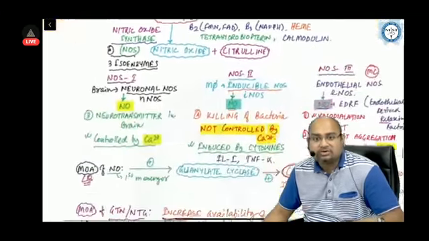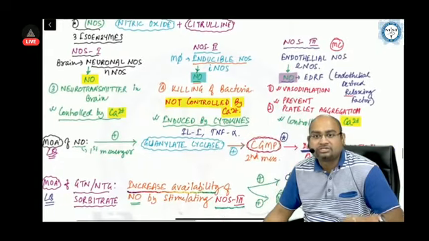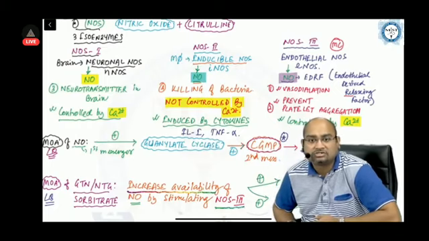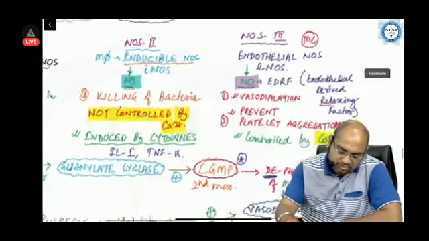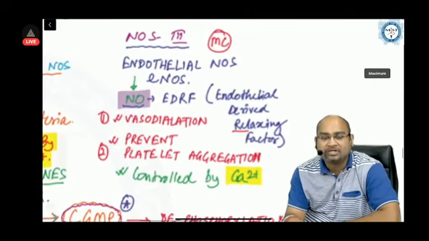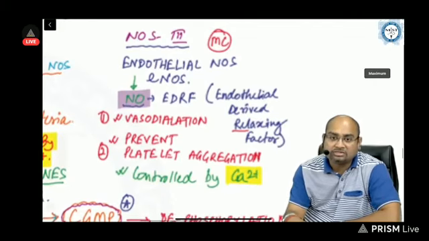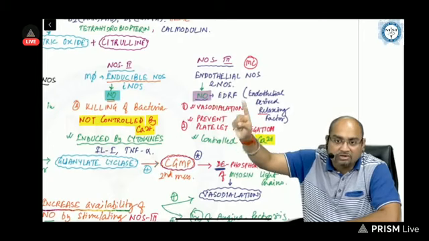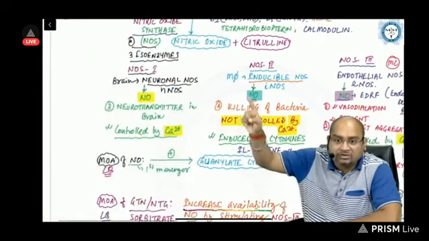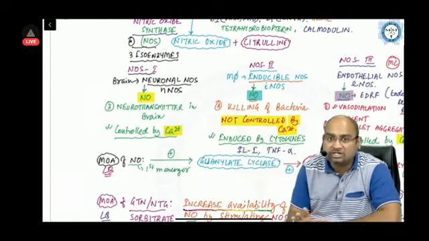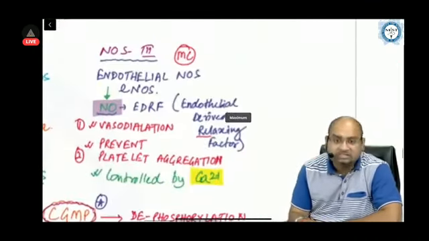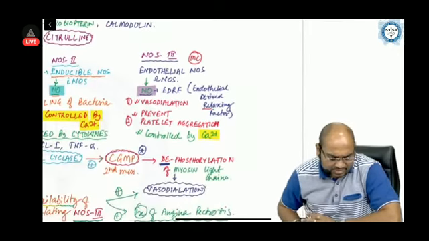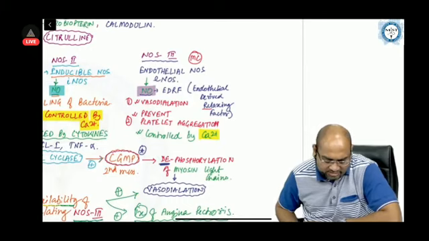There are 3 types of NOS. NOS1, NOS2, NOS3. NOS1 brain neurotransmitter, NOS2 macrophages, inducible NOS or iNOS. NOS3 is the most common type, that is called as endothelial NOS. And the nitric oxide that this NOS produces, only this nitric oxide is called as EDRF. In the other 2 places the nitric oxide that is produced is not EDRF. Only this nitric oxide produced at the endothelial lining, beta, is called as endothelium derived relaxing factor, EDRF.